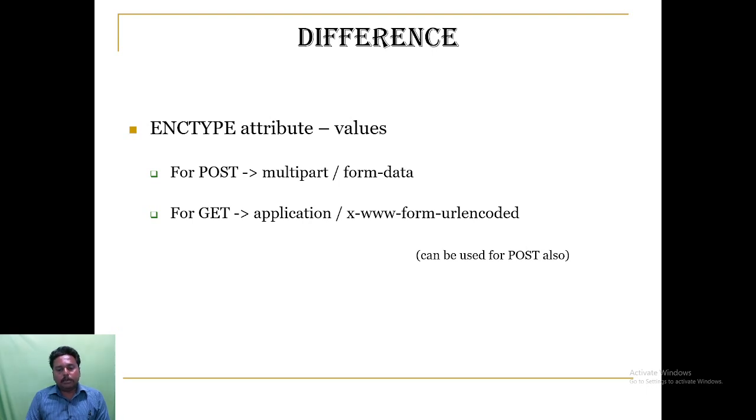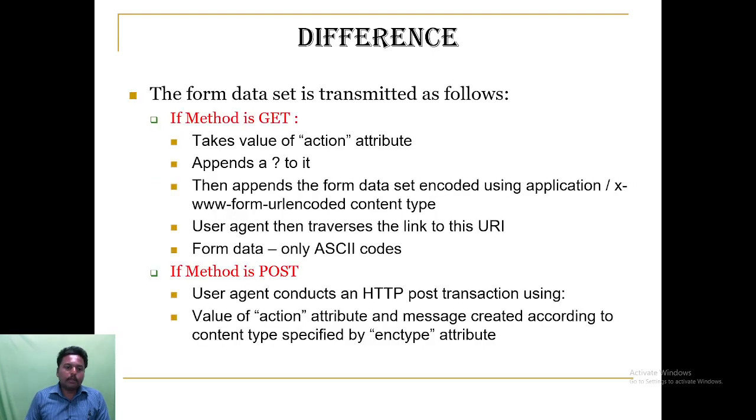For GET, it is the WWW form URL encoded, uniform resource locator. URL, what is it? Uniform resource locator, which can be used for POST also. So what is the difference between POST and GET method? The form data is transmitted as follows. If the method is GET, it takes the value of the action attribute, first taking the value of the attribute, appends it here, then appends the form data set encoded using the application.